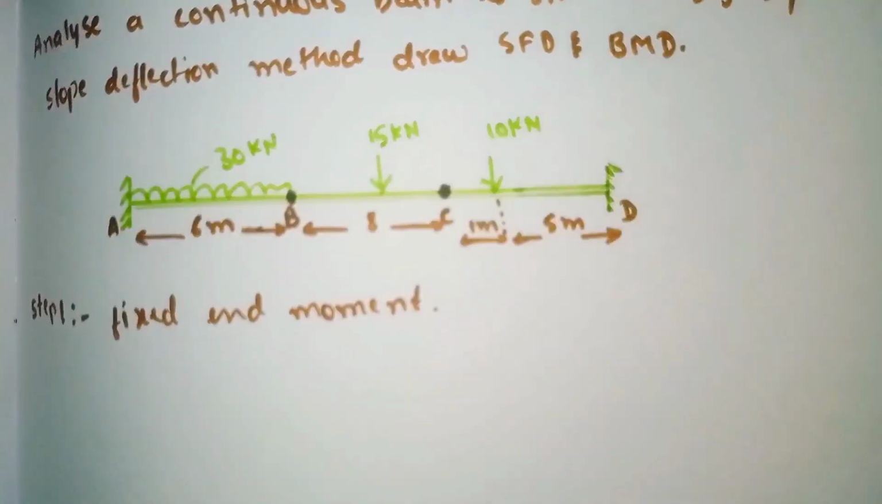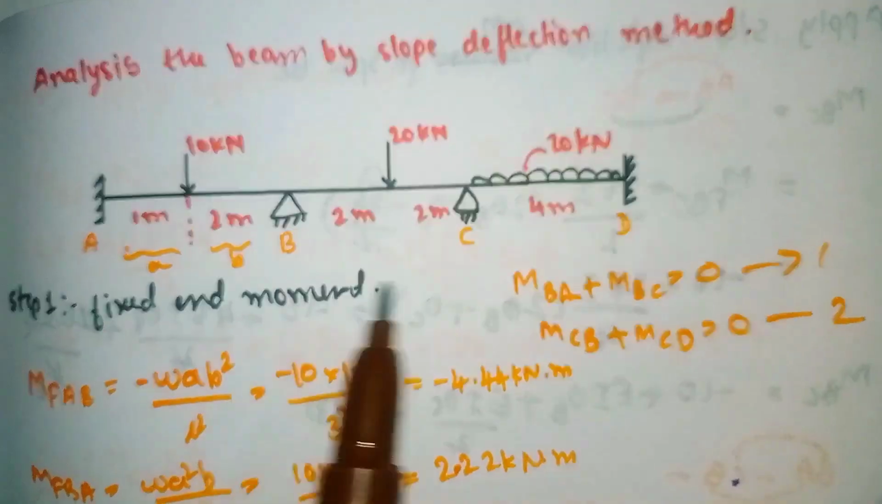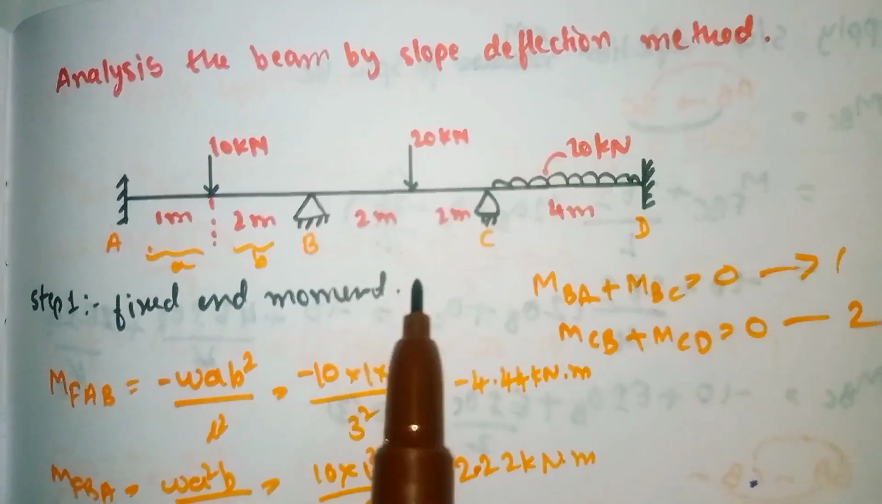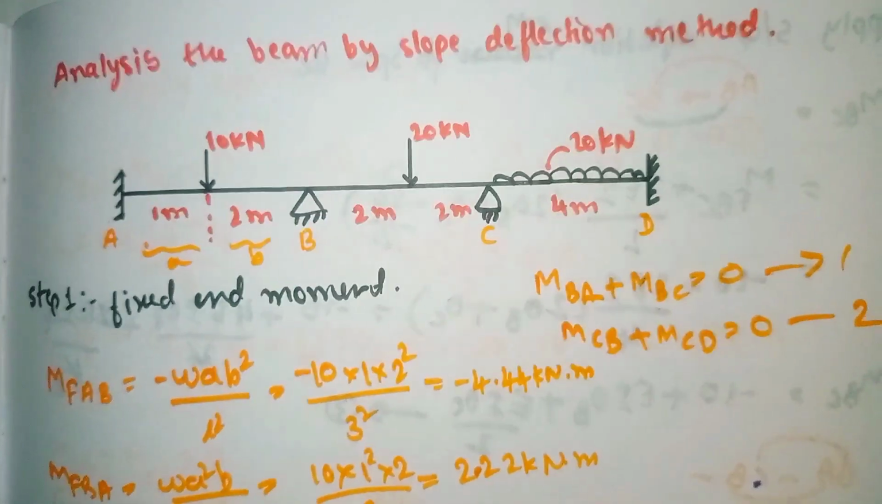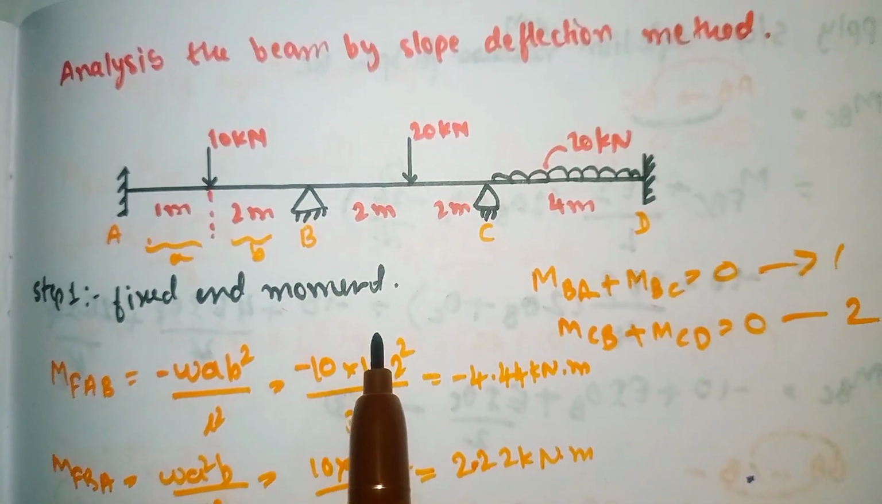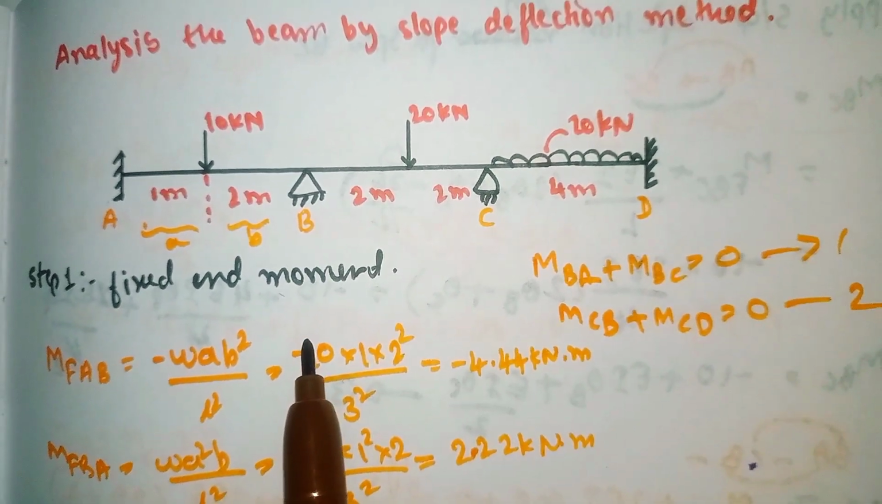I will show you, in the previous video we solved a problem which has 4 points. See here, it has 4 points, but there is a support at the middle. But in today's problem there is no support in the middle. I will also give the link to that problem in the description box. You can go through this video.